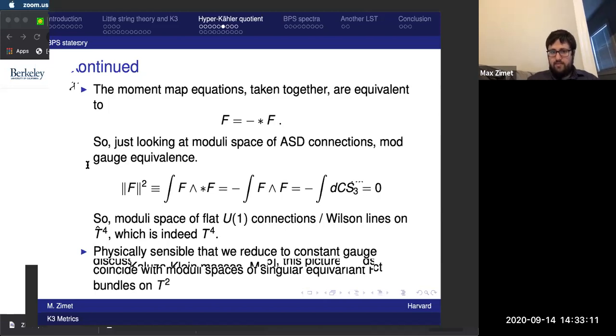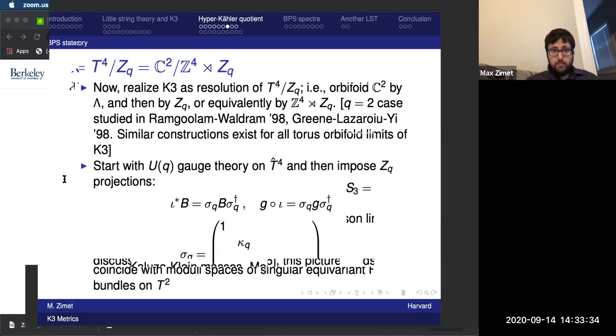So this does in fact give a very highfalutin way to construct T4 as an infinite dimensional hyper-Kahler quotient. And it's physically sensible that we get a compact moduli space, because those are just large gauge transformations. Okay, so now let me finally get to K3.